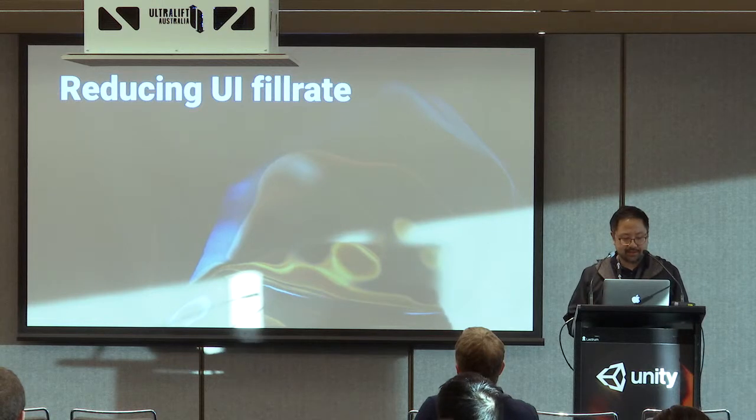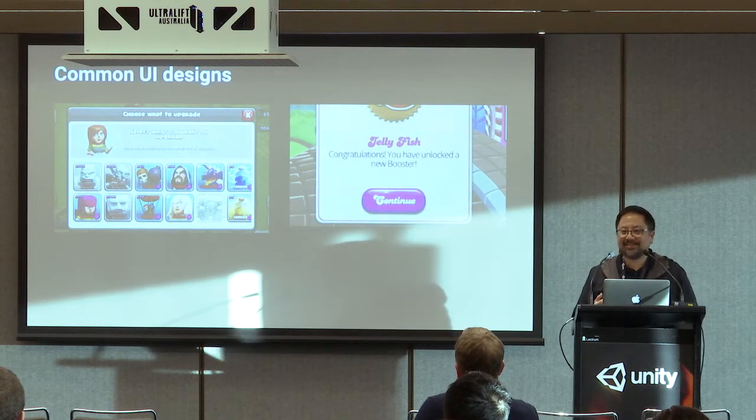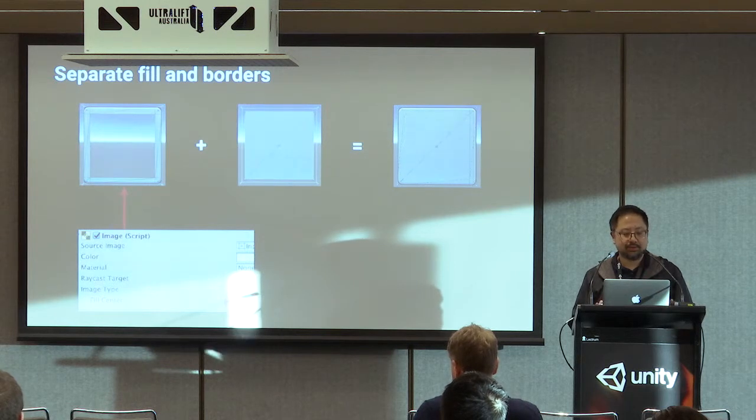So I want to talk a bit about reducing UI fill rate. One common UI design is a panel. So I'm assuming everyone has at least one panel in their game or something like that. Most panels are just a kind of a decorative border along with some fill right there. So what you can do is kind of split those two up. In Unity on your image component, you can tick off fill center and it will just render the outside part.